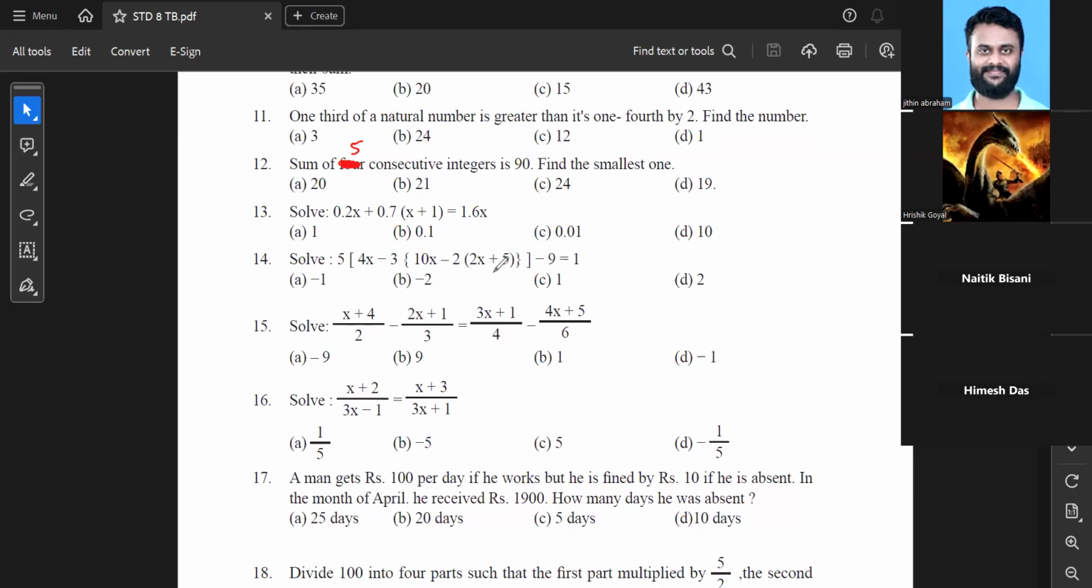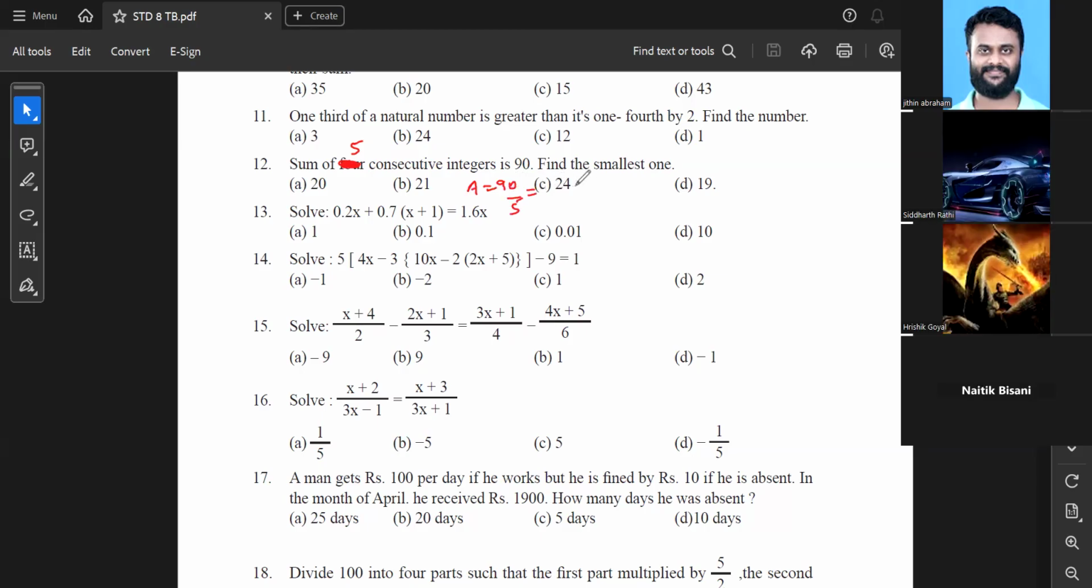Or maybe let it be 90 only. Okay. If the sum of five numbers is 90, then the average will be how much? 19... 90, sir, 19. It'll be 18, my bad. 18. Yeah, 18. It'll be 18. So you have average 18.